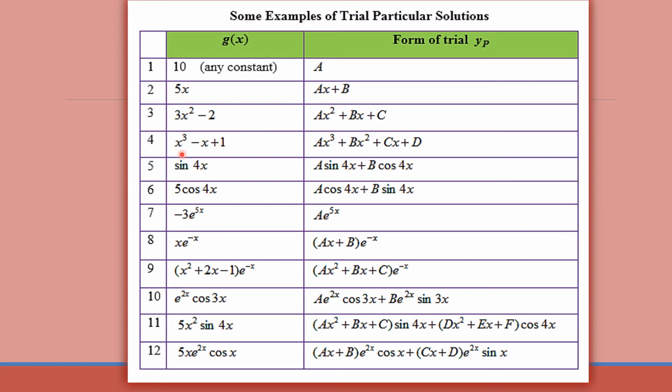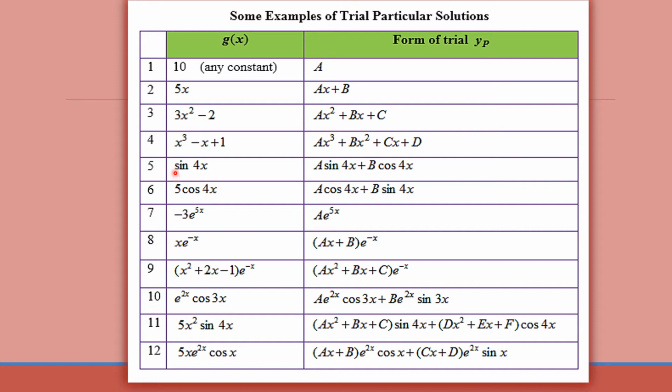In example number 4, this g(x) is a cubic function, a function of degree 3, and therefore the yp must be of degree 3 as well, which is given by ax cubed plus bx squared plus cx plus d. Suppose the g(x) is a sine function, sine 4x. So how to form the yp?